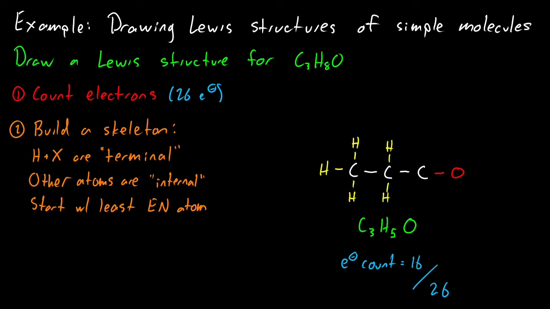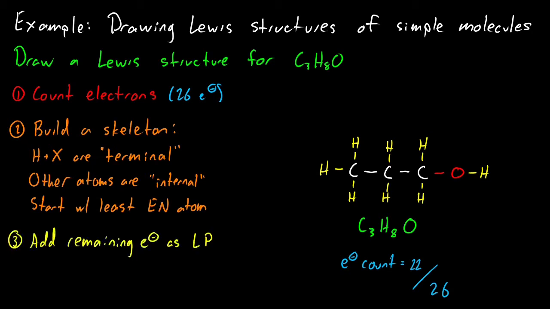That carbon can accommodate 2 hydrogens. Now it has a filled octet. I'll move on to the next carbon, which can also accommodate 2 hydrogens. Then my last hydrogen needs to go on the oxygen. So here, my molecular formula is now matching the molecular formula of my question, C3H8O, but I have only used 22 out of 26 of my electrons.